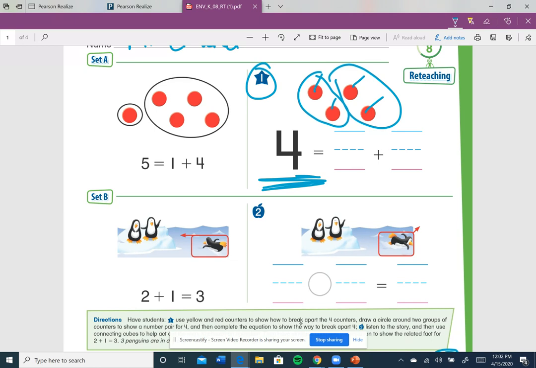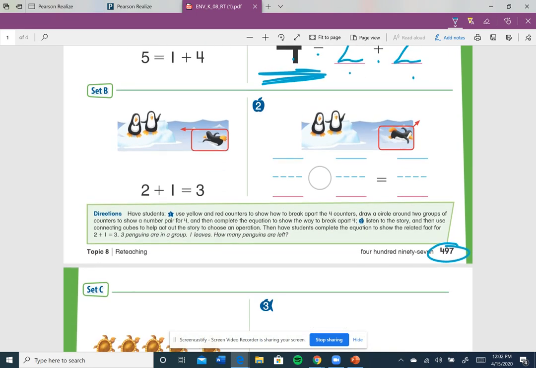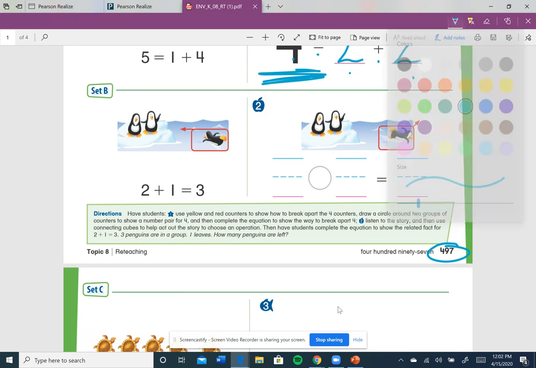All right, so I have a group of 1, 2, and then a group of 1, 2. Now I want you to read the equation. 4 equals 2 plus 2. Perfect. Now, let's see if we remember this. We haven't talked about this lately.